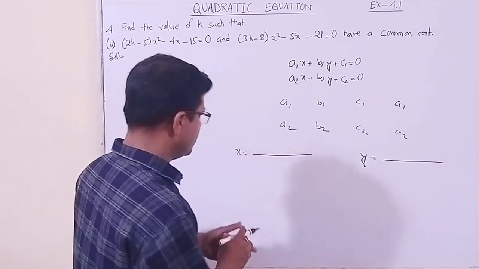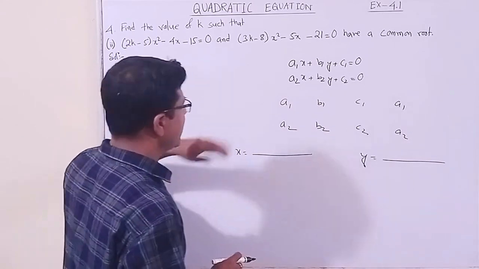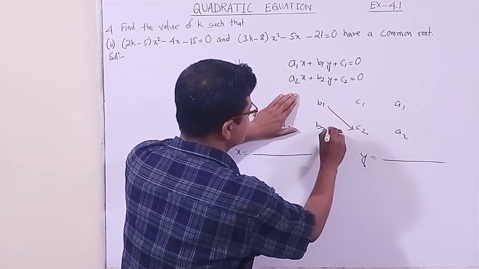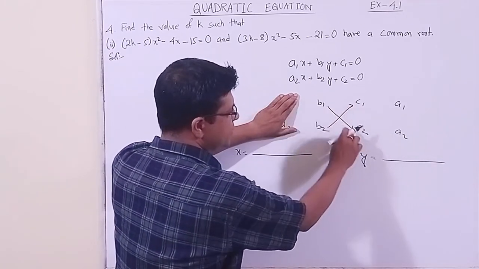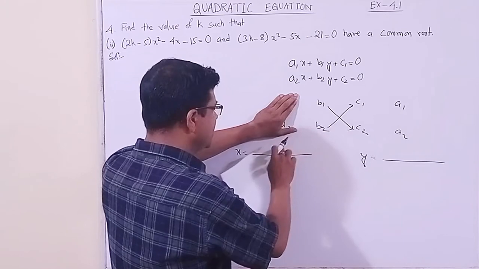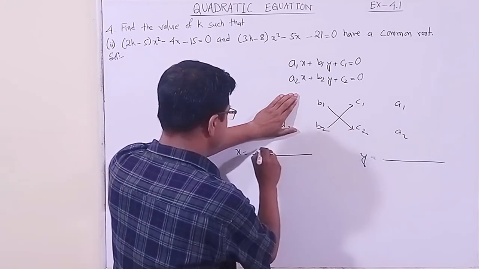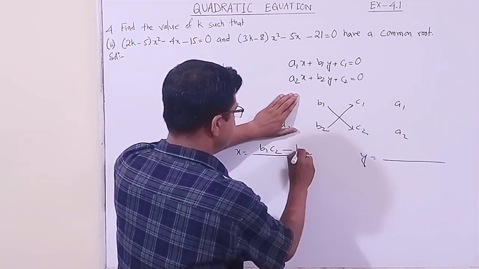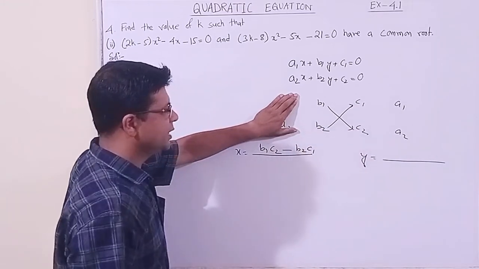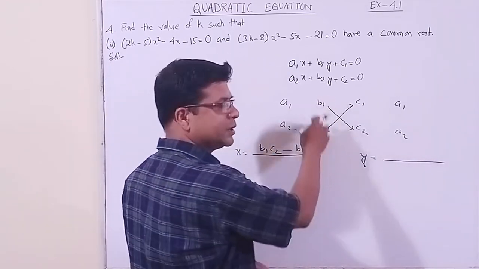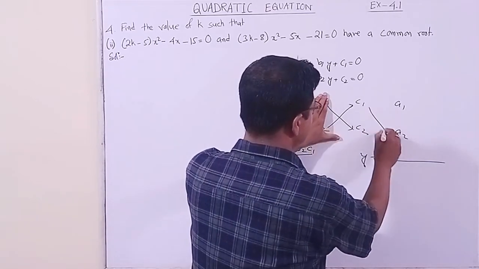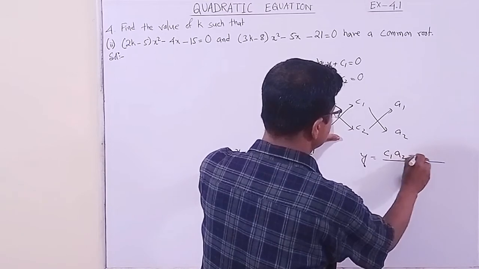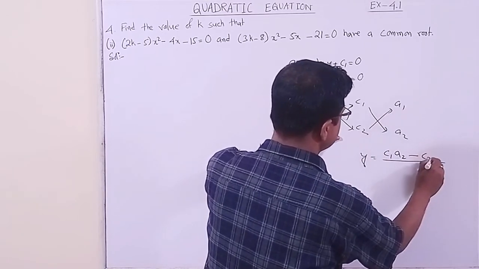Now when you find x, you hide these coefficients and cross multiply, this into this, minus, always in the middle there will be minus, and b1 into c2 minus b2 into c1. Got it? Then in the second case, y, these are the coefficients of y, so hide them. Now you cross multiply here, c1 into a2 minus c2 a1.